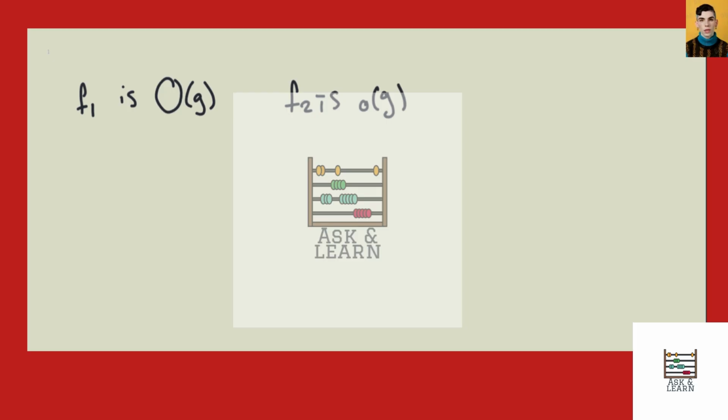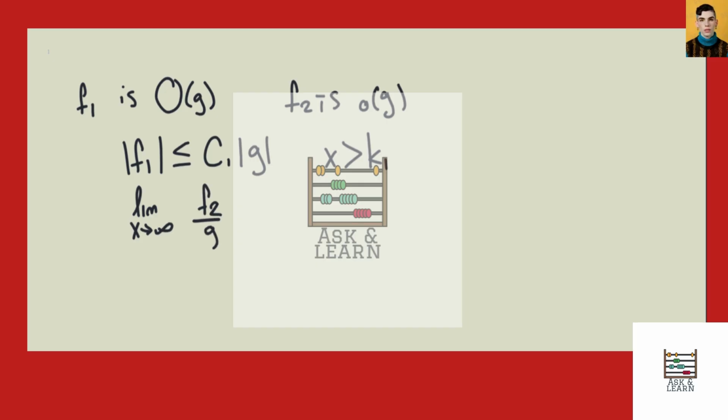And so we know that f1 is big O, so we know that the absolute value of f1 is less than or equal to some constant, say c1, times the absolute value of g, whenever x is greater than some k1. And we know that f2 is little o, right? So therefore the limit as x approaches infinity of f2 over g must be equal to 0.